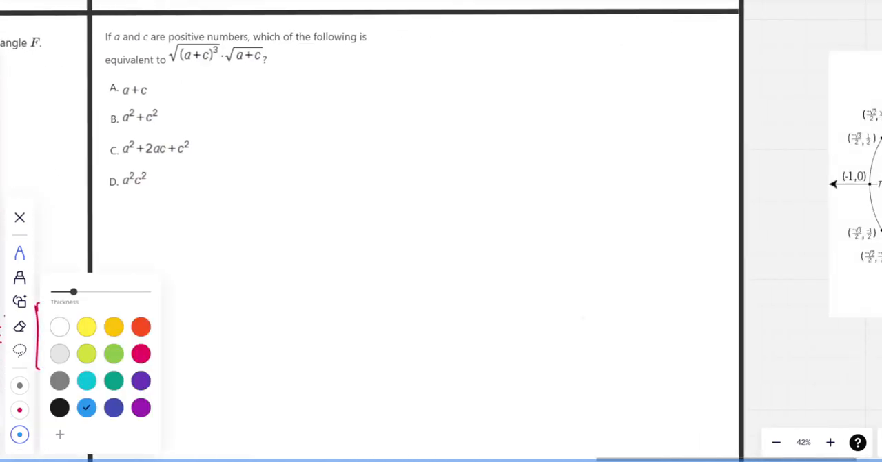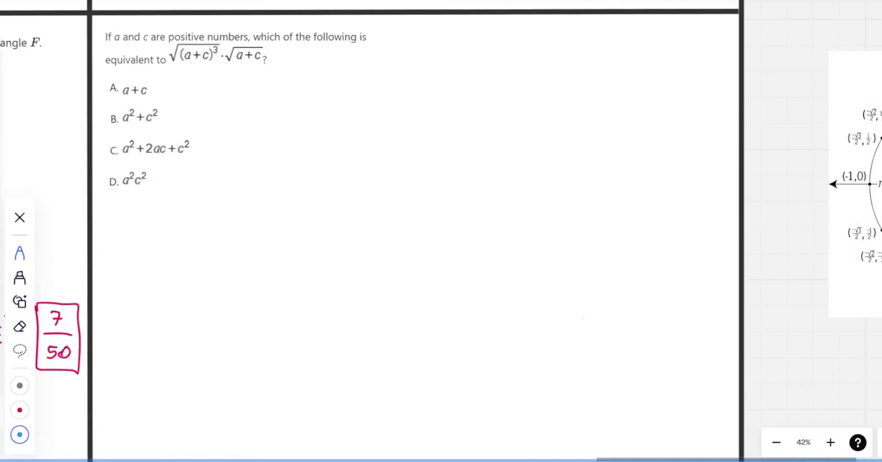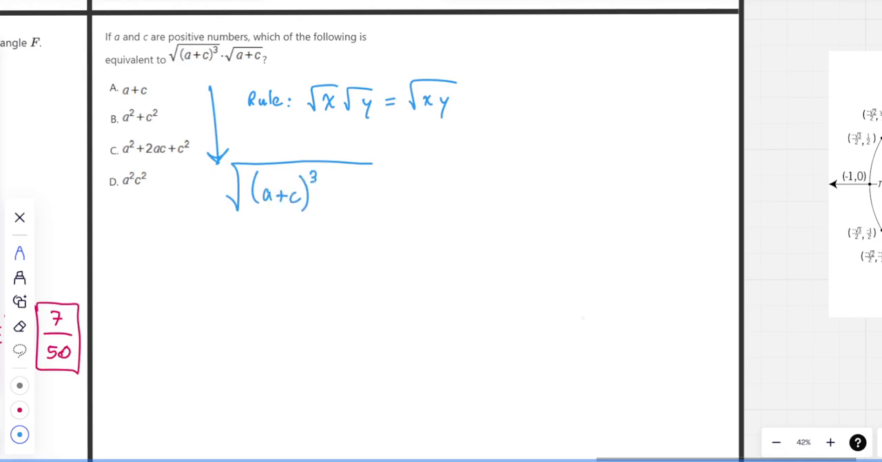And I've got another math question for you guys. It says if A and C are positive numbers, which of the following is equivalent to the square root of A plus C cubed times the square root of A plus C? Well, one rule that you need to know for the SAT is that if you have two things under separate square roots, you can multiply them under one root, kind of like this. Meaning I'm going to multiply everything here under one square root as A plus C cubed times A plus C.